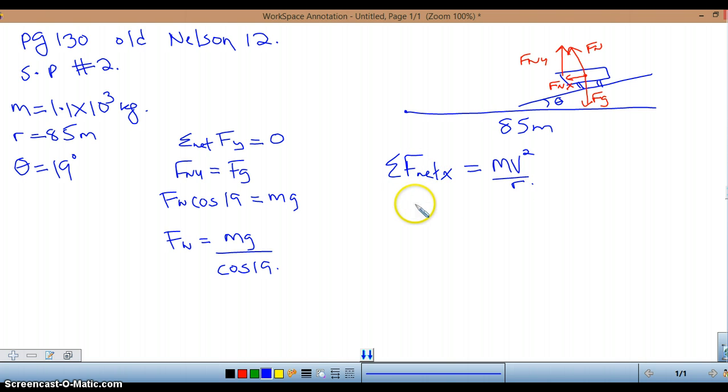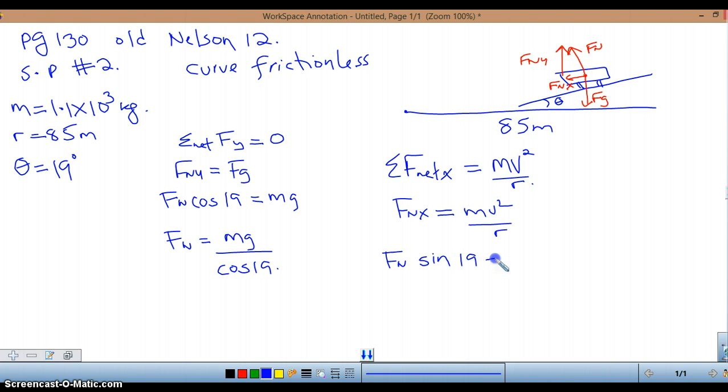Okay, in the x direction, what are the forces? We have Fnx. Now remember what I said was the curve is frictionless. So your Fnx is the only force that you have, which equals mv squared over r. What is Fnx made of? Fn sine 19, which equals mv squared over r.